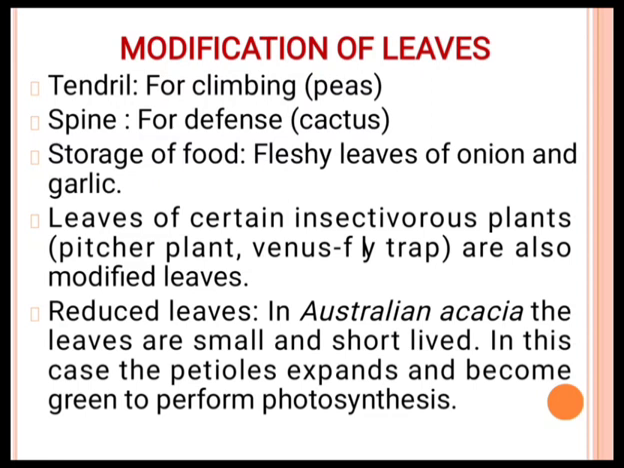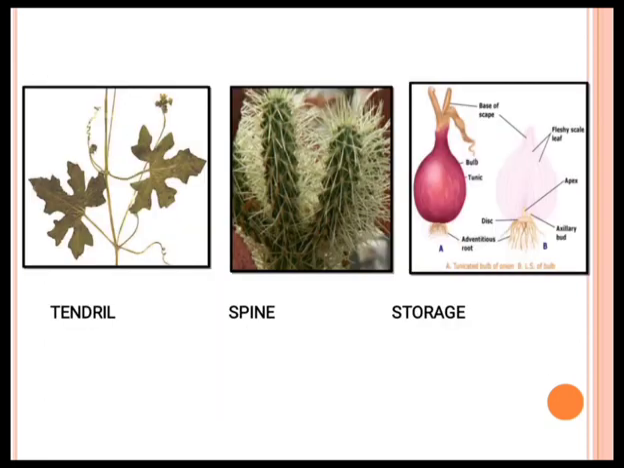First, tendril. Tendril is a modification for climbing purpose, which is seen in peas. Next, spine. Spines are a modification for defense purpose, which is usually seen in the cactus plant. Storage of food: fleshy leaves of onion and garlic. Leaves of certain insectivorous plants like pitcher plant and Venus flytrap are also modified leaves. Reduced leaves: in Australian acacia, the leaves are small and short-lived. In this case, the petiole expands and becomes green to perform photosynthesis. You can see the modifications: tendril, spine and storage.